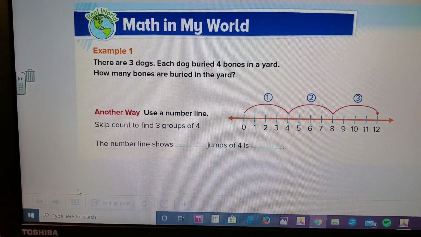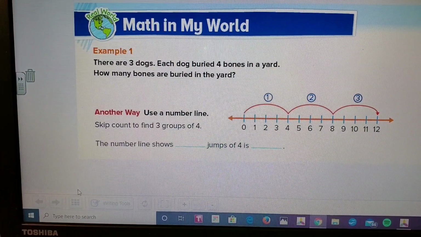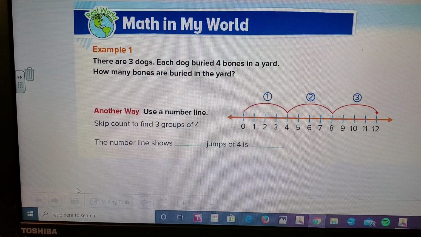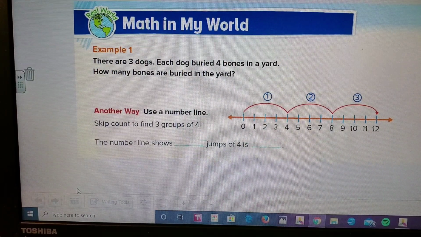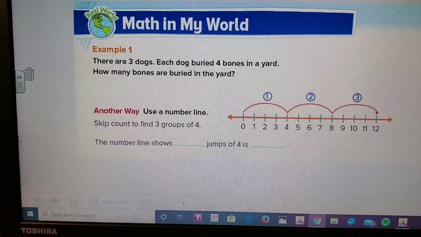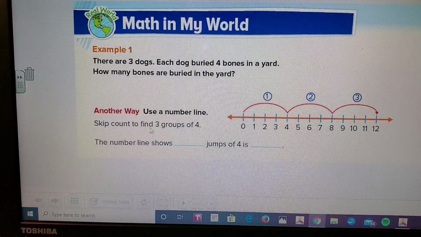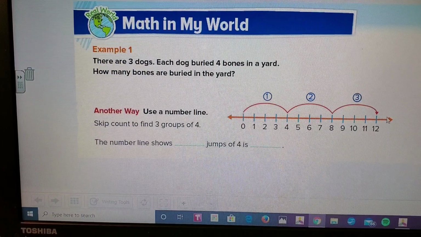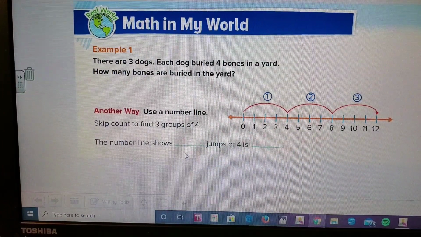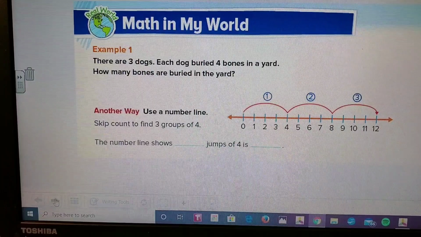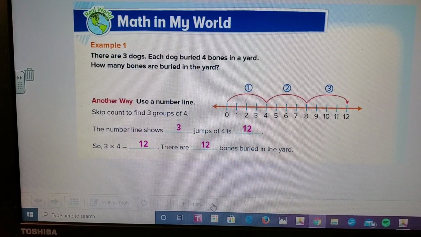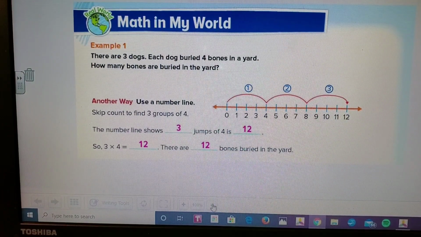Here we're going to use a number line. It's still example 1. There are 3 dogs. Each dog buried 4 bones in a yard. How many bones are buried in the yard? You're going to skip count to find 3 groups of 4. So we skip count to 4, and then 8, and then 12. The number line shows 3 jumps of 4 equals 12. So 3 times 4 equals 12. There are 12 bones buried in the yard.